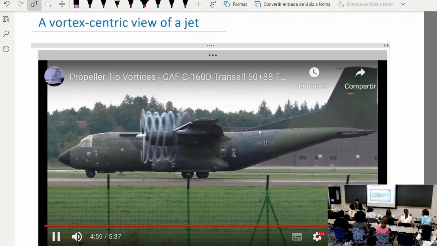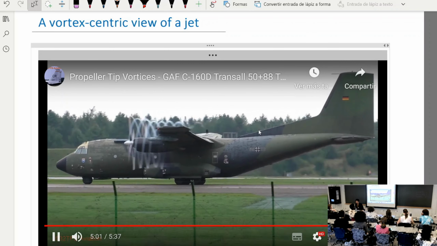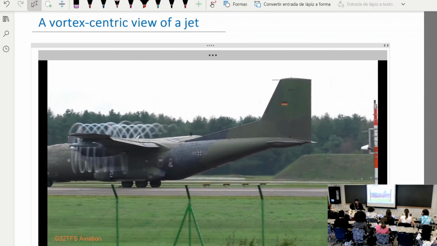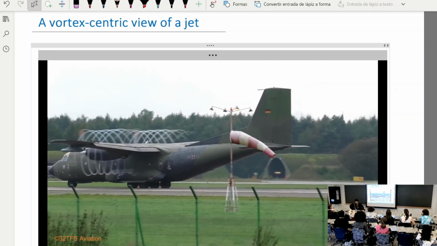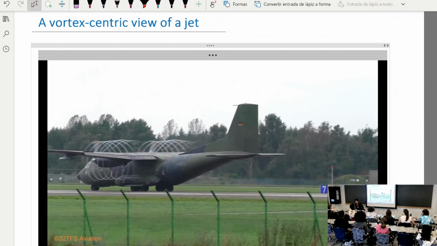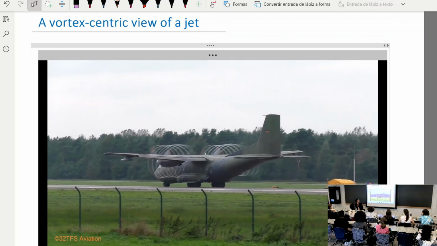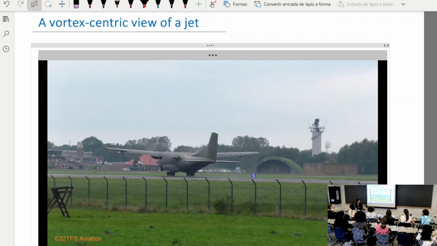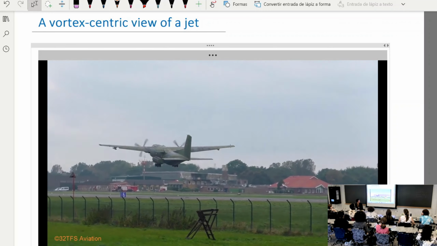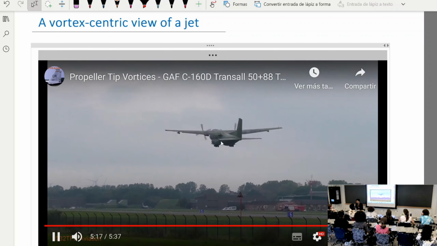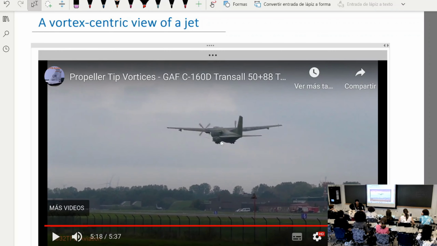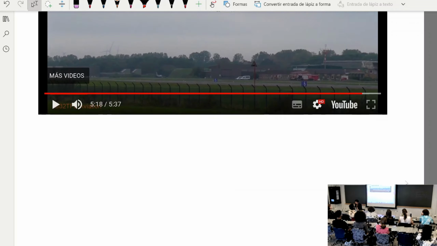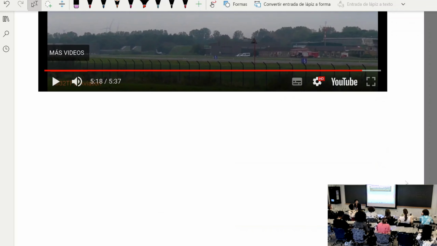Okay, you can look at it for a bit longer. Beautiful, huh? Okay, you can't see it anymore. The background is too light. So let's actually figure out what a vortex-centric view of a jet is like.